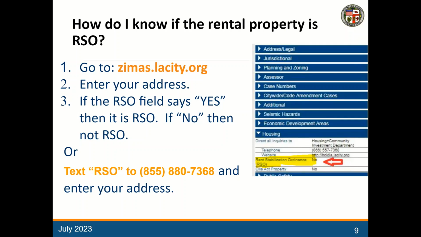You can also send the letters RSO to the number 855-880-7368 and enter your address. You will get text messages that will prompt you to enter your address, and it will confirm if that address is RSO.